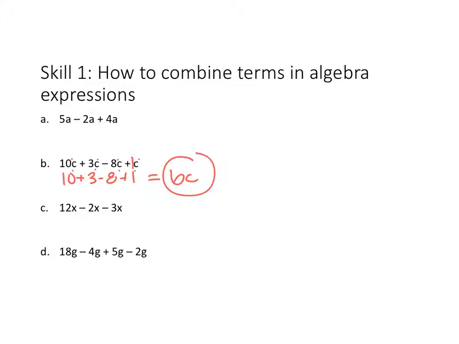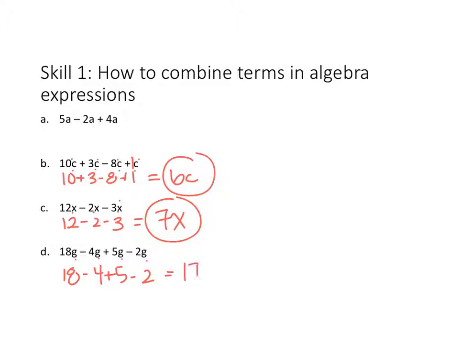In the letter C, you have 12x minus 2x take away 3 x's. And they all have an x in common, so let's pretend they're not there. And let's just see it as 12 take away 2 take away 3. 12 take away 2 is 10, 10 take away 3 is 7, and they all have an x in common, so it's 7x. In D, they all have a g in common, so let's pretend this just says 18 take away 4 plus 5 minus 2. 18 take away 4 is 14, 14 plus 5 is 19, 19 take away 2 is just 17g. And there we go.